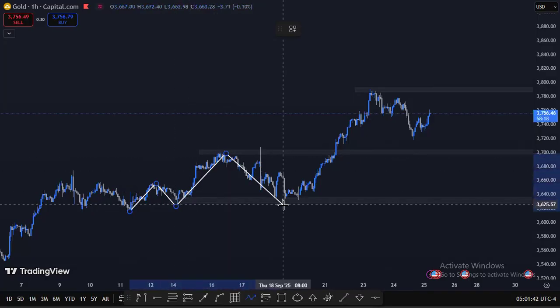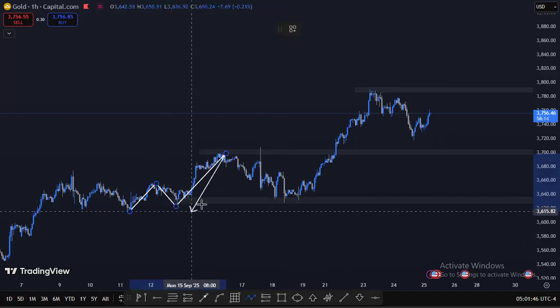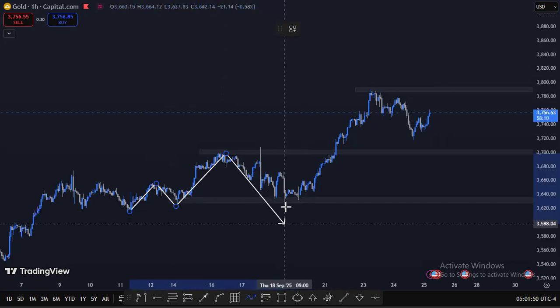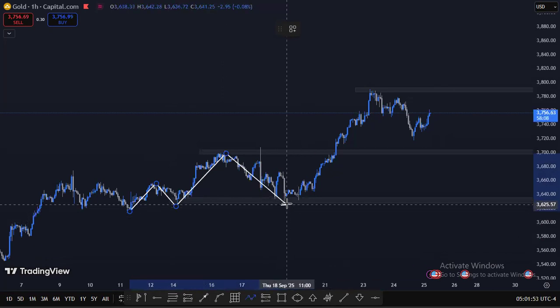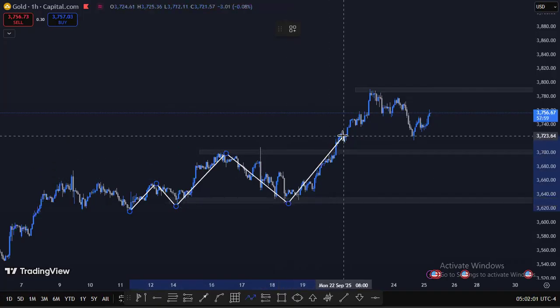These are equal lows. So unless price broke below this level, then price would have potentially just taken out liquidity. You just have to pay attention to those things. But in this video, I won't be going in depth with liquidity and stuff.